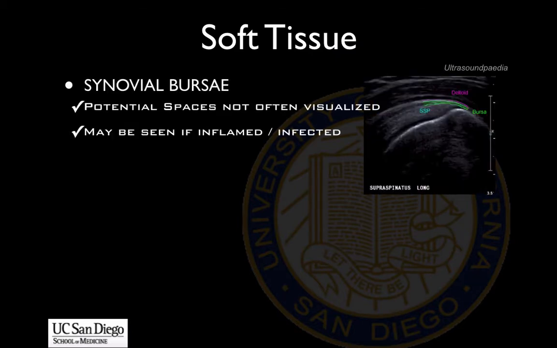Bursa refer to a closed sac or envelope lined with a membrane containing lubricating fluid. These are found in areas of high friction throughout the body, oftentimes between bone and tendons. Under normal circumstances, the bursa are hardly visible on bedside ultrasound. However, they may be more easily seen if inflamed or infected.